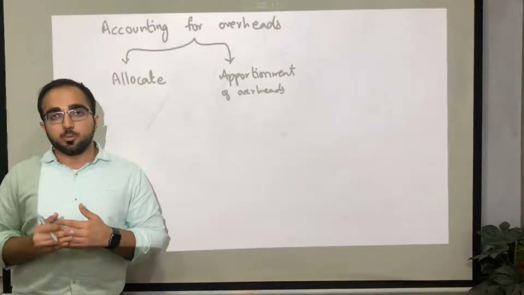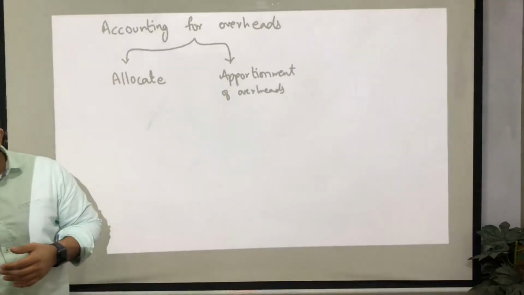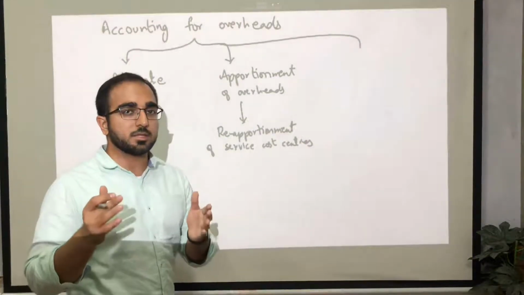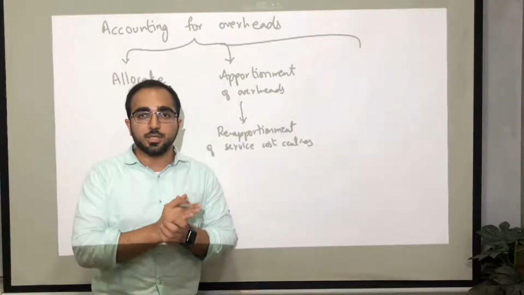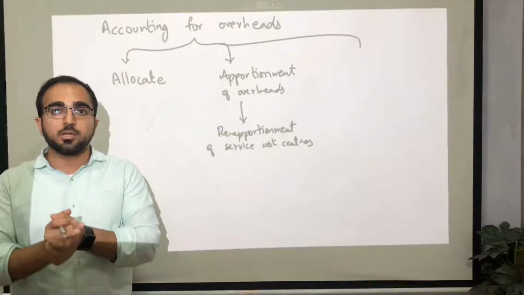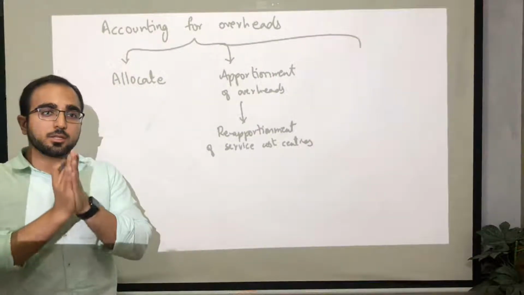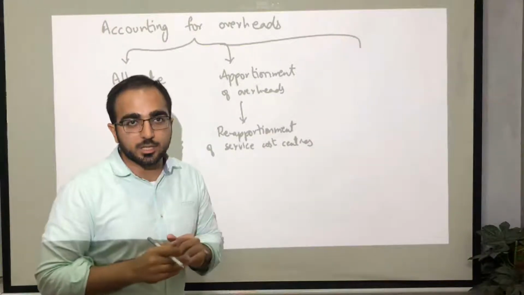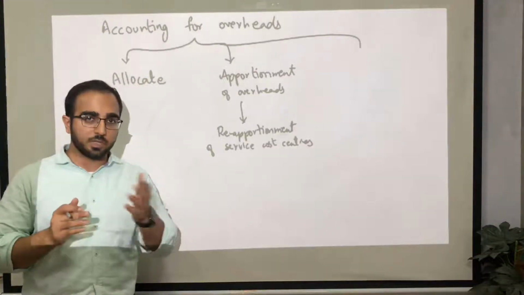Then after we are done with apportioning the overheads, there is the reapportionment of the service cost centers, that is, the reapportionment of the service departments' overheads. Since the support service departments are providing services to the production departments, their overheads also need to be apportioned to the production departments, so that the entire overheads are charged to the production departments only, and there will be no overhead left for the support service departments. We'll look into that question as well.